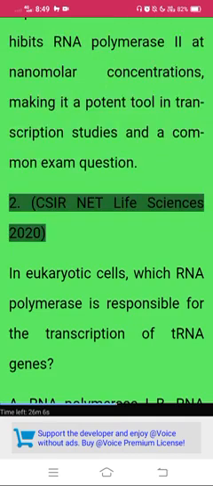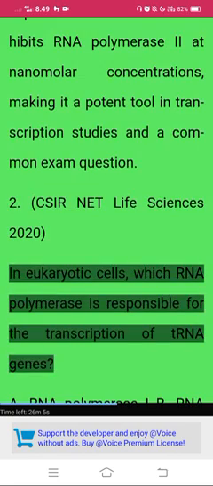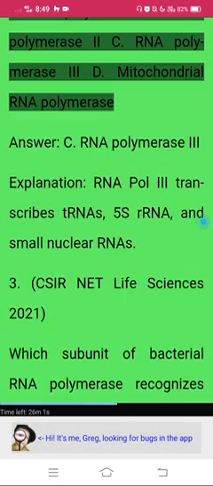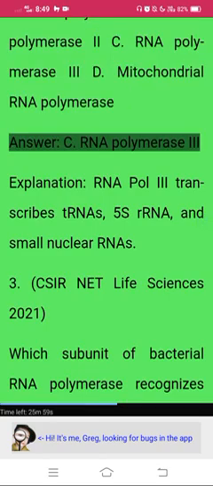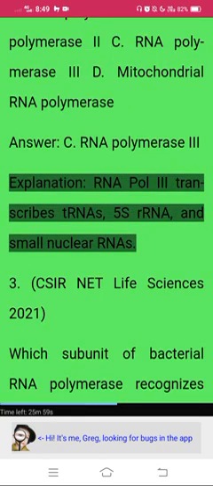2. CSIR NET Life Sciences 2020. In eukaryotic cells, which RNA polymerase is responsible for the transcription of tRNA genes? A, RNA polymerase 1. B, RNA polymerase 2. C, RNA polymerase 3. D, mitochondrial RNA polymerase. Answer: C, RNA polymerase 3. Explanation: RNA Pol 3 transcribes tRNA, 5S rRNA, and small nuclear RNAs.